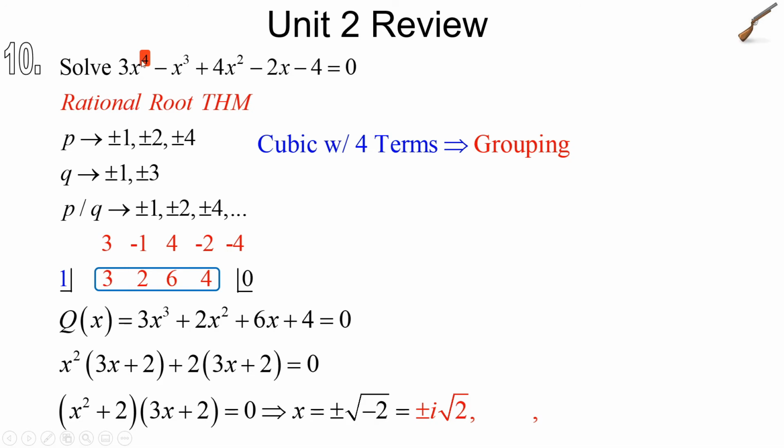And I have 2 more roots, it looks like. So let's think about this. My other factor is 3x plus 2. If that was equal to 0, then 3x would equal negative 2, so x would equal negative 2/3. Now I have 3 roots right there, but this is a quartic, so I have a 4th root. Let's not forget our original root of 1. There it is, and there are my 4 roots.